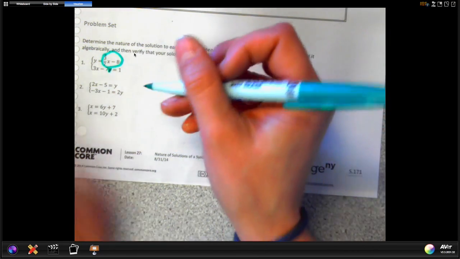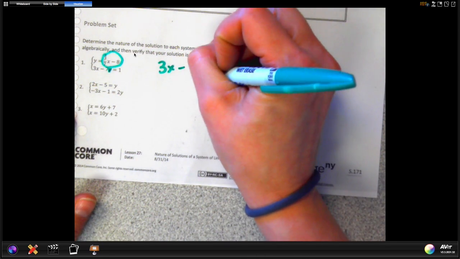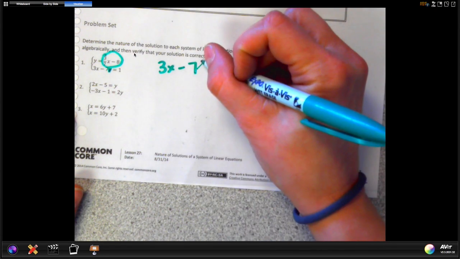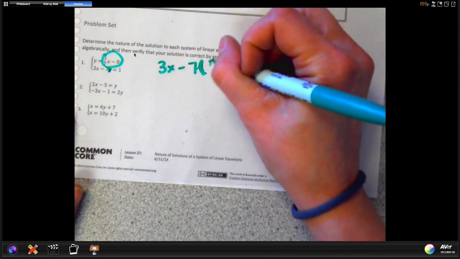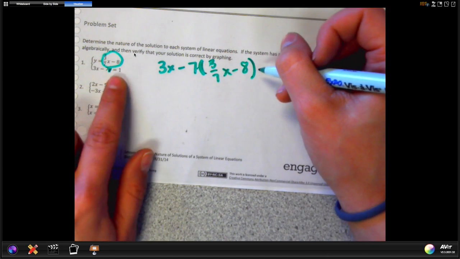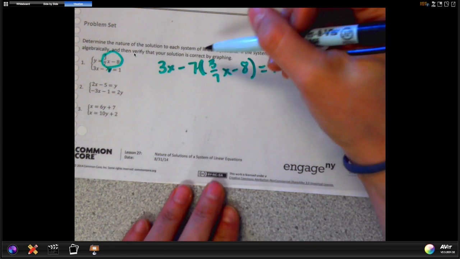Okay, so I'm going to rewrite the second equation. 3x minus 7, and instead of y now, I'm going to write the equation from the top in parentheses. In parentheses, 3/7 x minus 8, end parenthesis, and then the rest of it equals 1. Okay. This from here now is something we had learned how to solve way earlier in the year. And it actually turns out to be a chart problem in the end.